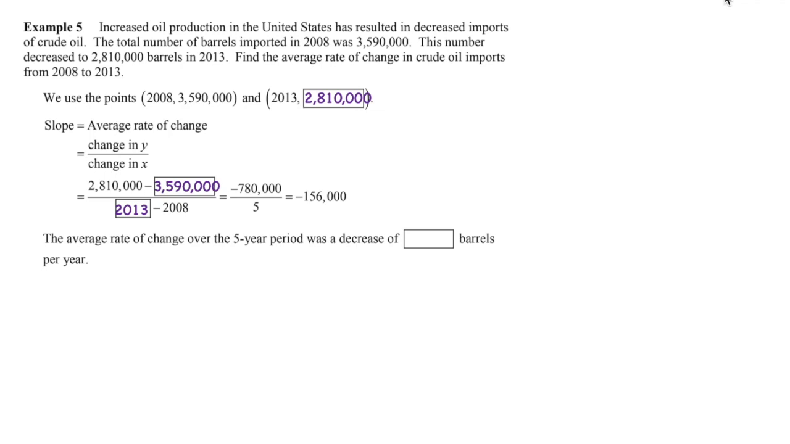And when we divide, we get negative 156,000. This tells us that the average rate of change over this 5-year particular period was a decrease of 156,000 barrels. It shouldn't surprise us that we end up with a negative number, because it does tell us that we're decreasing.